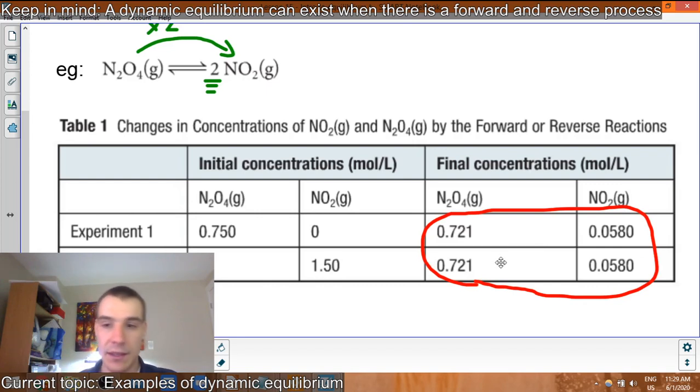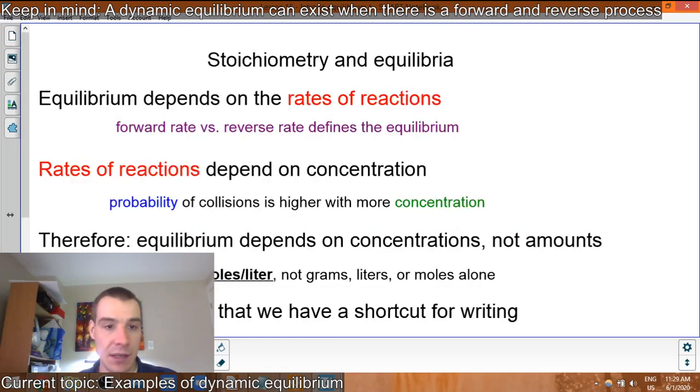This is an important distinction to make. Next up, we're going to talk about LeChatelier's principle.